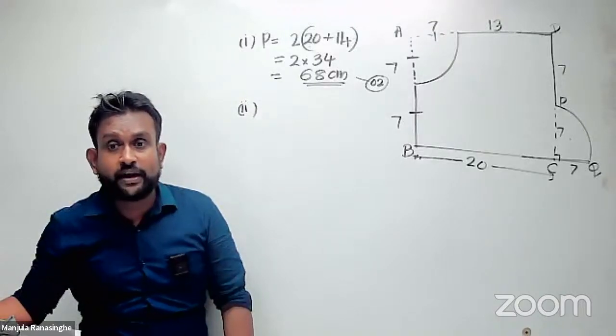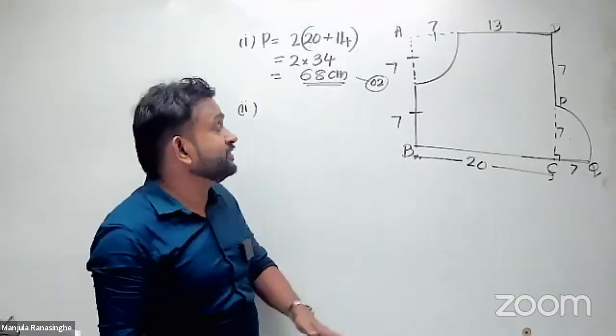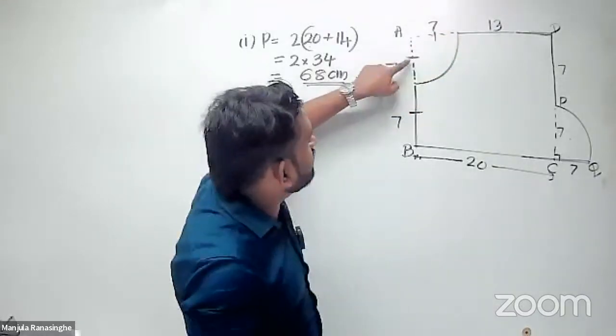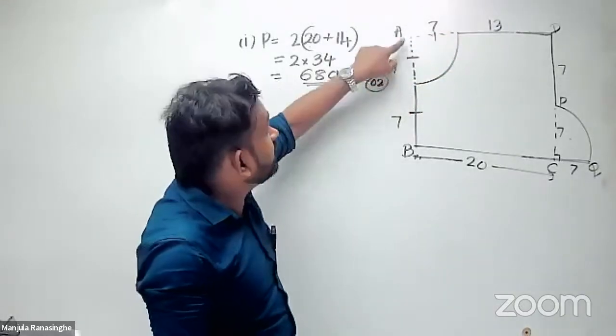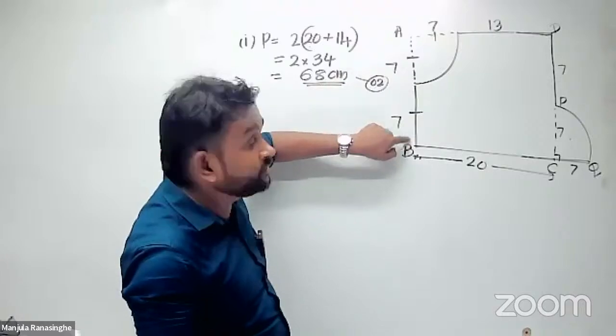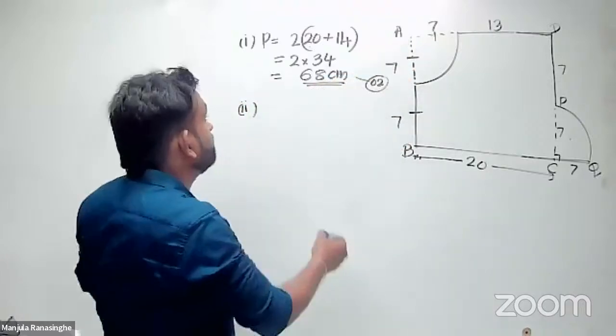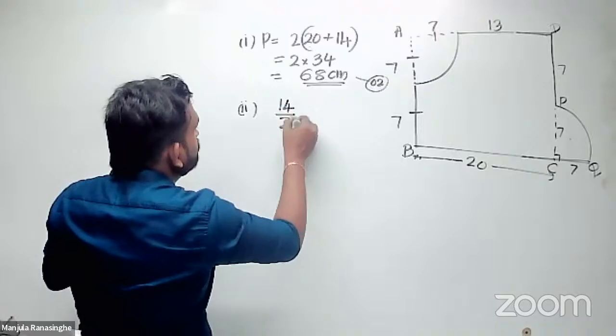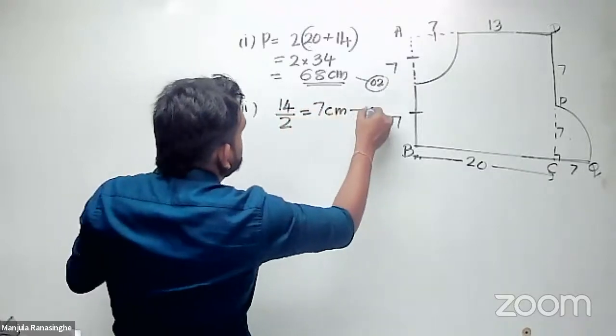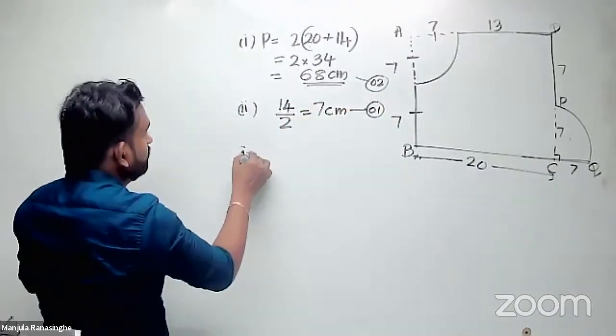Then part 2, find the radius of the sector. So this is the sector. So those 2 parts are equal, given. Then the whole breadth is 14, and half of that is 7 centimeter. So 14 divided by 2 means 7 centimeter. You have 1 mark there.